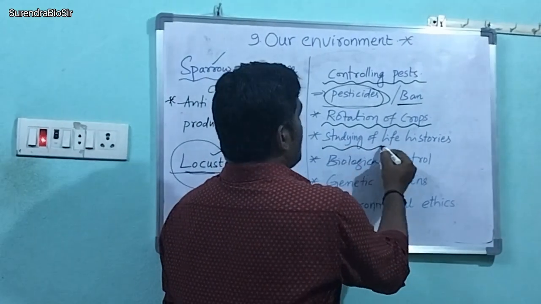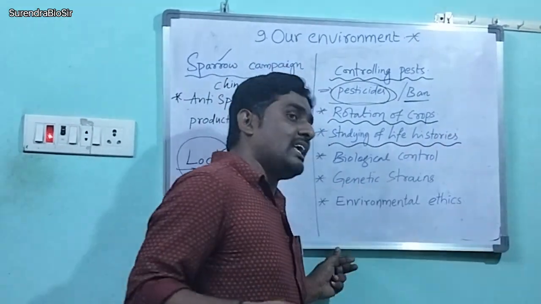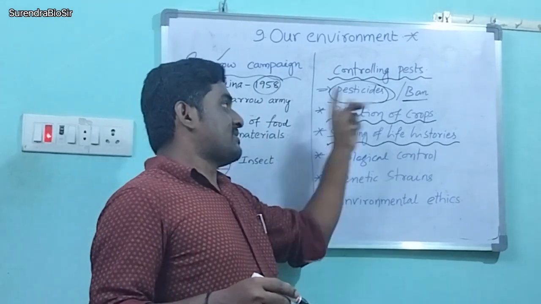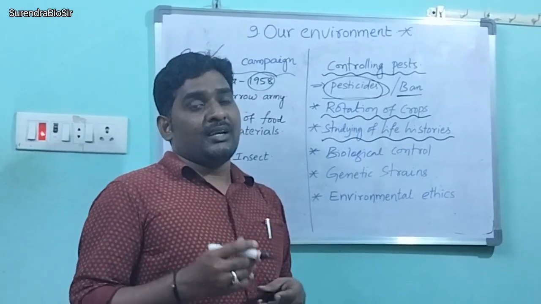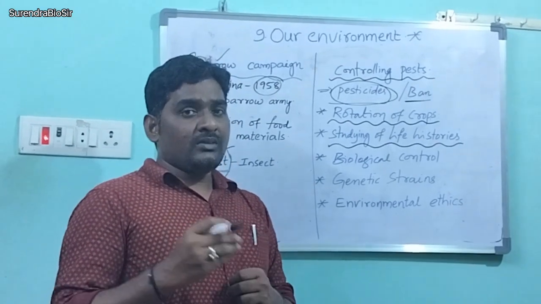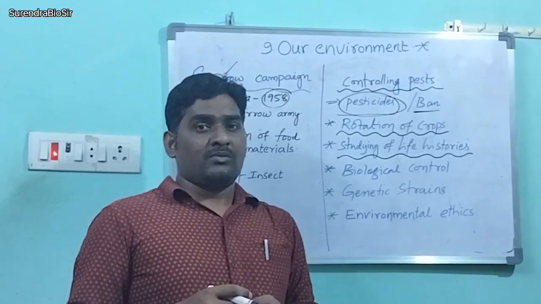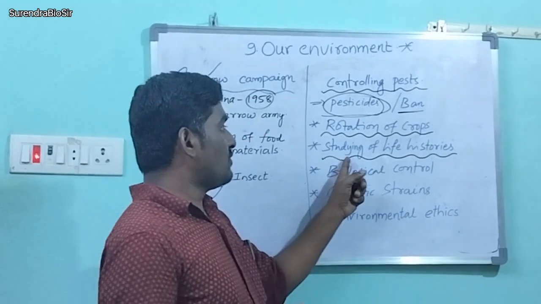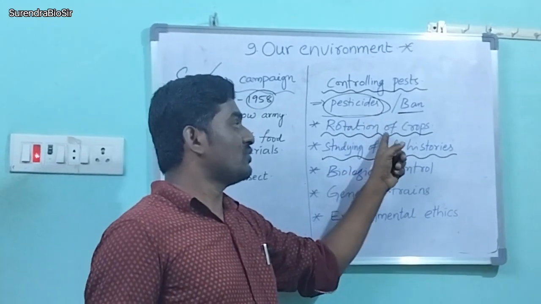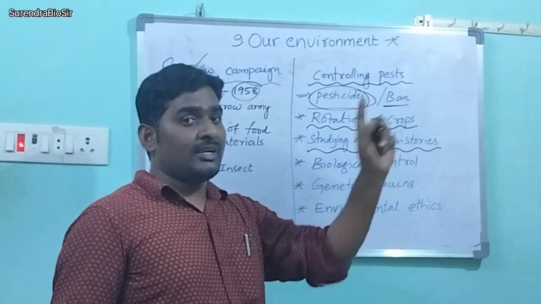Next, studying of life histories. If you study the life history of the pests, we can kill them at the perfect time. For example, the caterpillar stage is a stage where they do not move easily. So if you spray pesticides or use something else, it is easy to eliminate them.